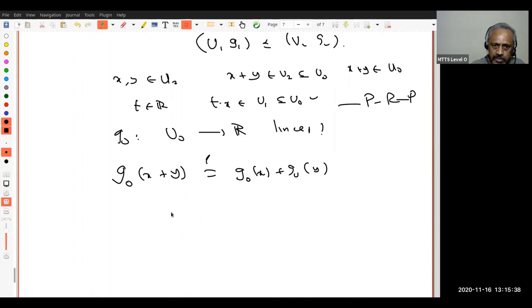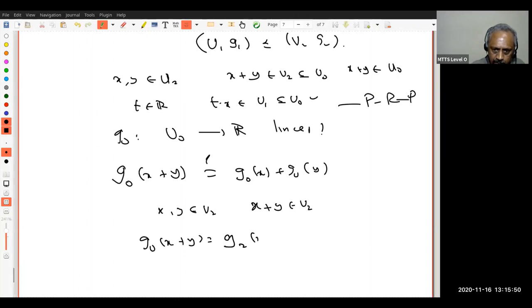Now x plus y, x, y both belong to U2, therefore x plus y belongs to U2. Since x plus y belongs to U2, G naught of x plus y, what is our definition? It is G2 of x plus y. But what is G2? G2 is a linear map from U2 to R. Therefore, G2 of x plus y is G2 of x plus G2 of y.